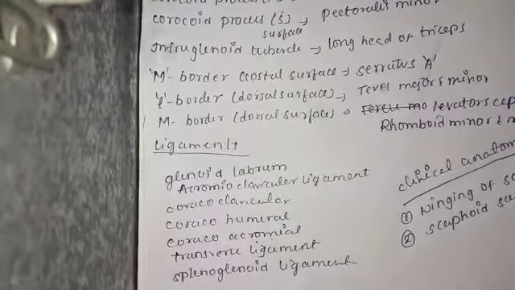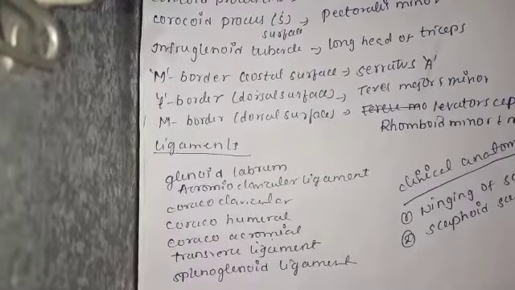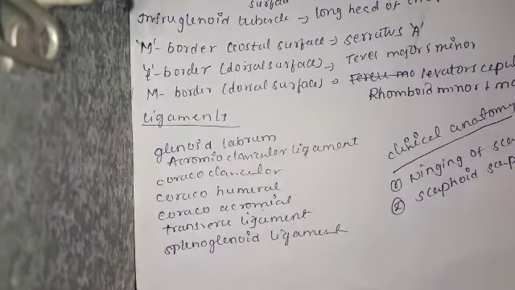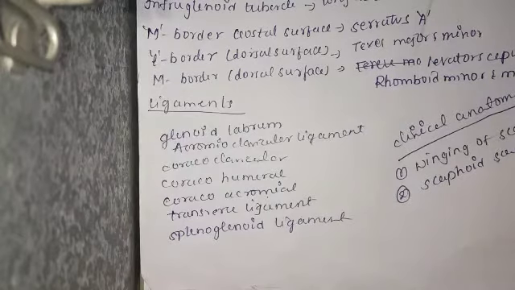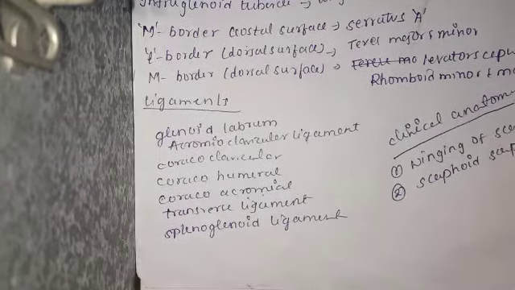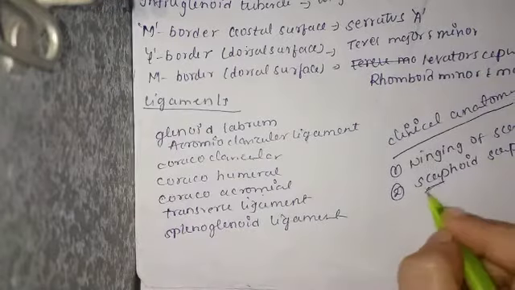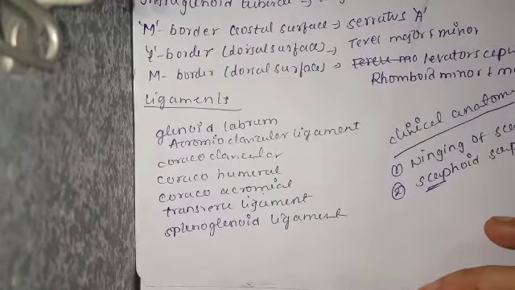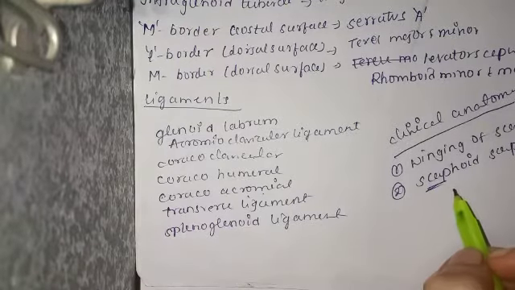In this condition we can see the medial border of the bone become very prominent so that the arm cannot be abducted beyond 90 degrees. In winging of scapula we can see the paralysis of the serratus anterior muscle so that the medial border will become so prominent that we cannot do the movement beyond 90 degrees. In scaphoid scapula, the medial border becomes very much concave. These are the conditions which we can see in the scapula.